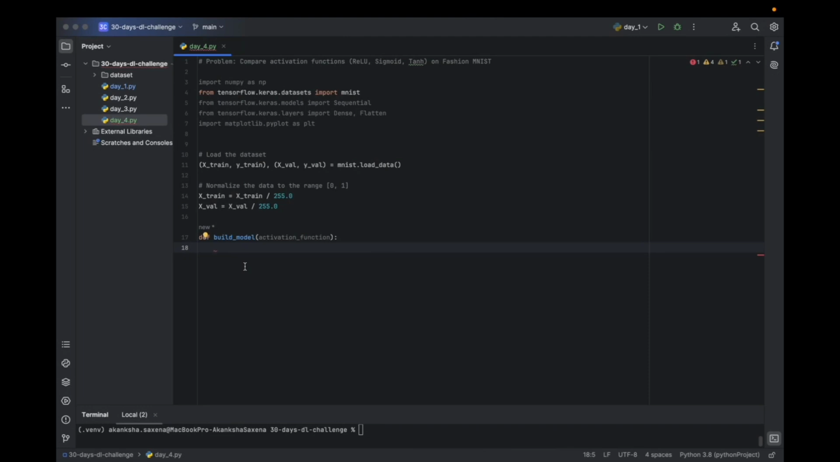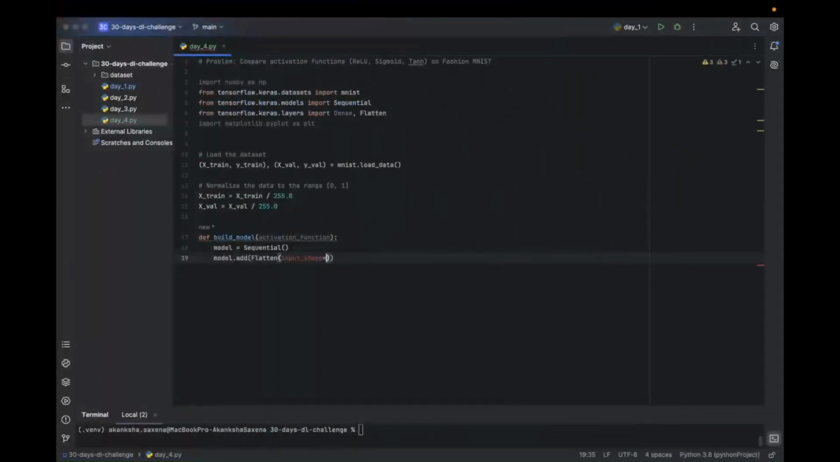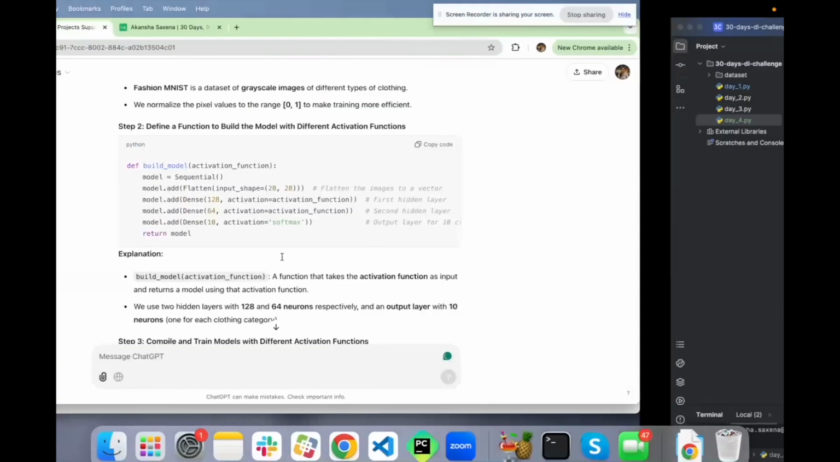So we are going to create the model as Sequential. Okay, model.add. First we will flatten the input two-dimensional 28 by 28 images into a one-dimensional 784-size array, because a neural network works on a 1D array. So we will do it. The input shape is going to be 28, 28, right?